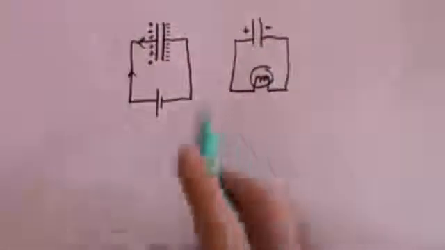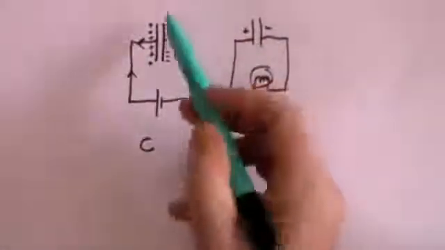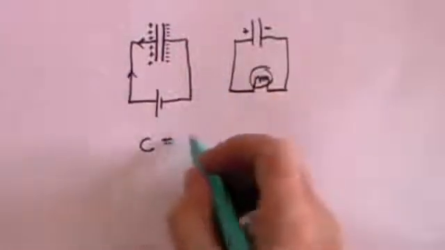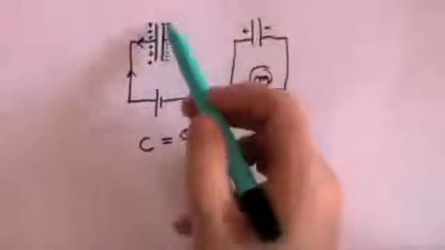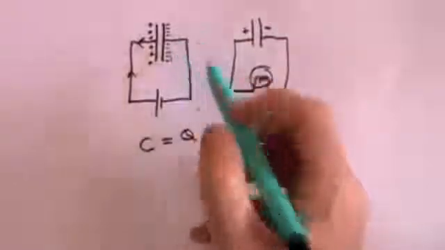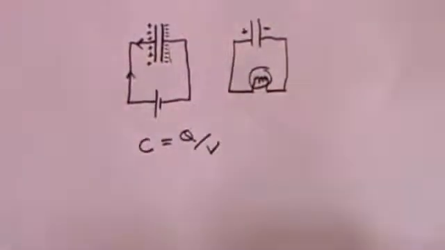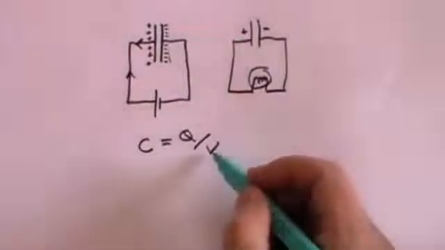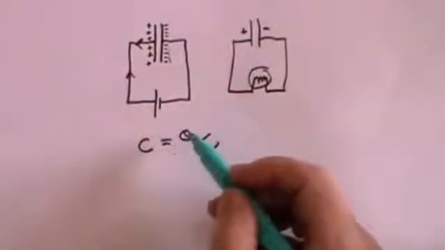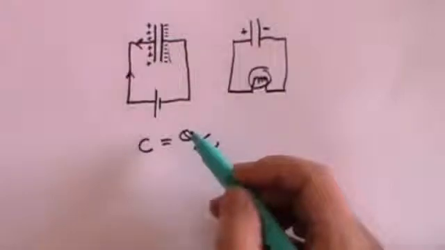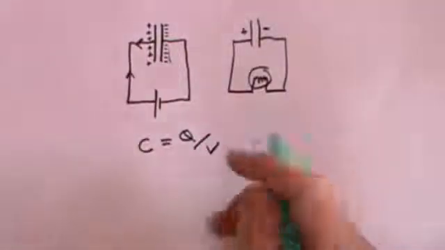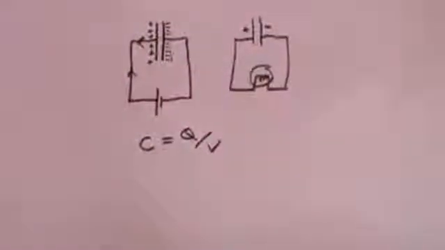And what we say is that the capacitance of this capacitor is equal to the charge it is capable of storing on one of its plates divided by the voltage. So you can see that as the voltage increases, so the charge that the capacitor is capable of storing will also increase. Now let's think about the other device, the inductor.